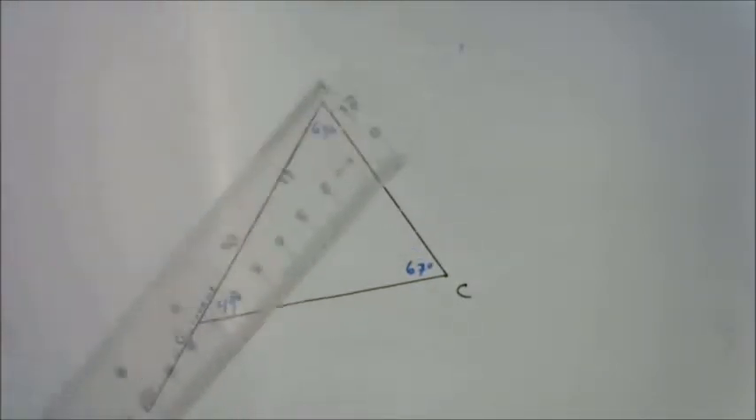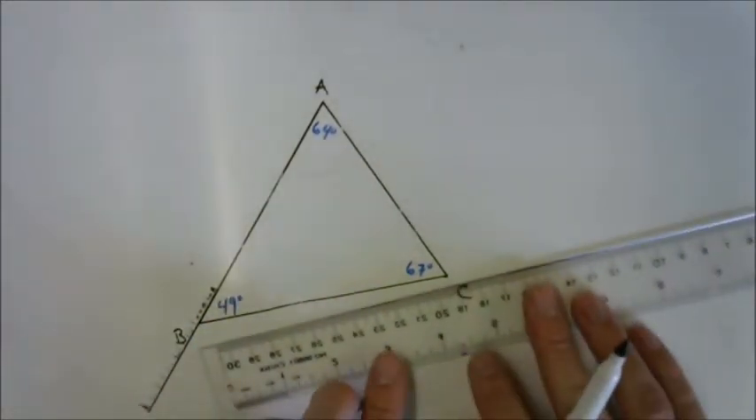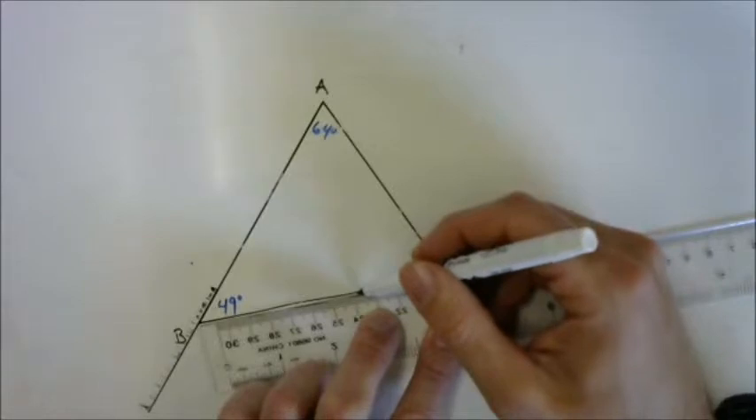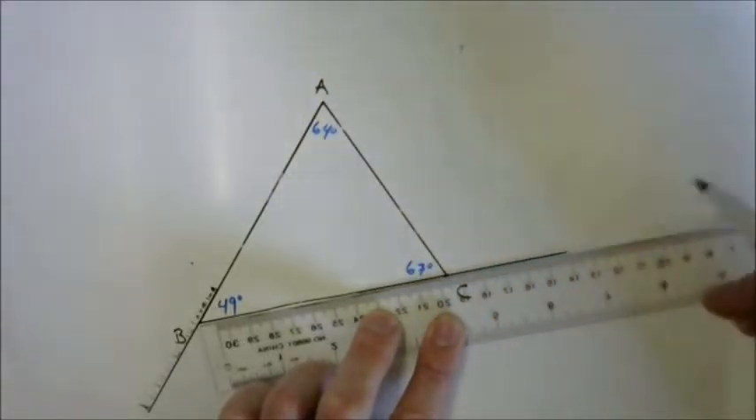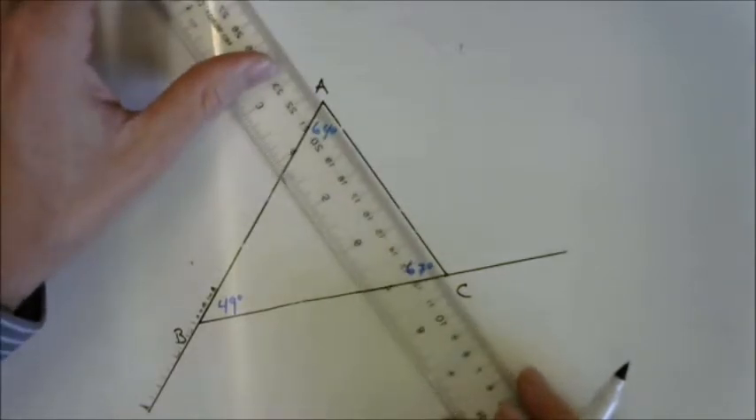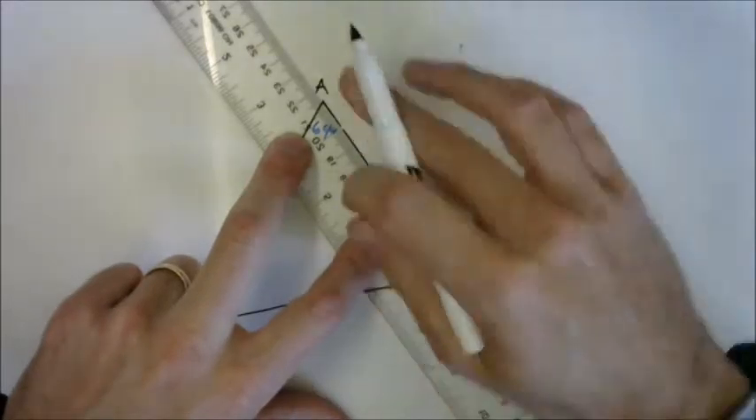And I'm going to go over to C. I'm going to line up my ruler nicely so it's right along that original line, and I'm going to do the same thing there. And then I'm going to go up to A, and I'm going to do the exact same thing there.